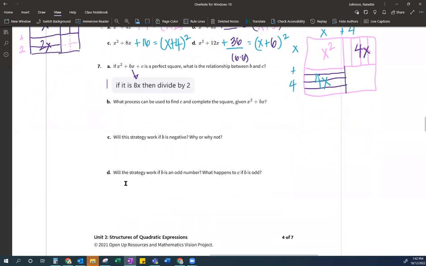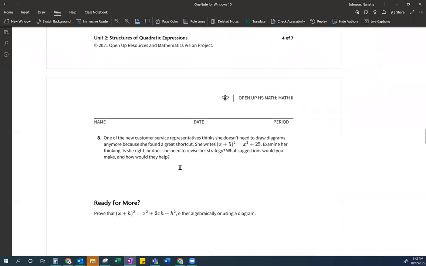Okay, so here's a different question. Now remember, we're building a quilt here. What if b is an odd number? Would it still work? And the answer is yes. You would just have a fraction as the answer. So we're going to think about that later on.